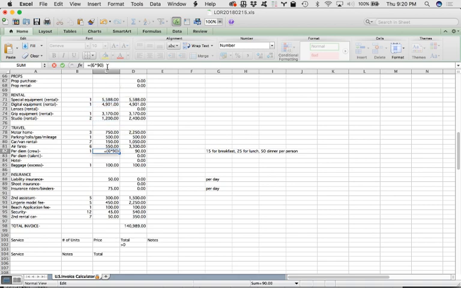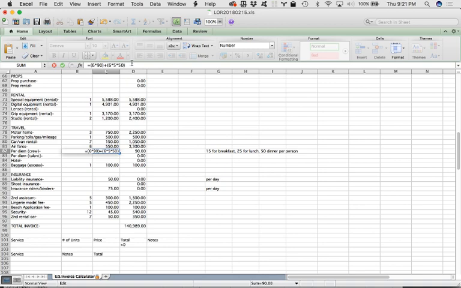Then close parentheses, do a plus. Then we need to figure out dinner for all the nights that my crew is going to be there. So again, opening parentheses, we are going to have 5 nights times 6 people. So again, 6 times 5 times $50 is what I'm giving everybody for dinner. Close parentheses. Does that make sense what I'm doing up here?